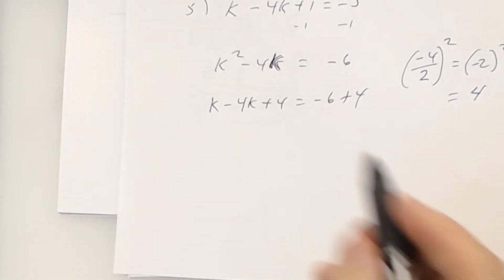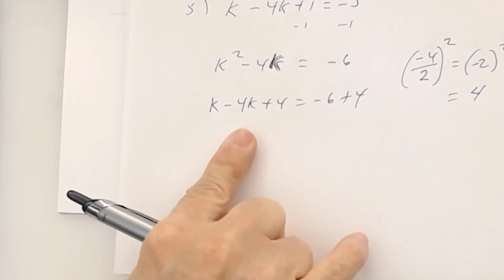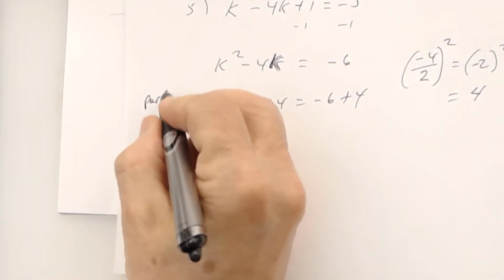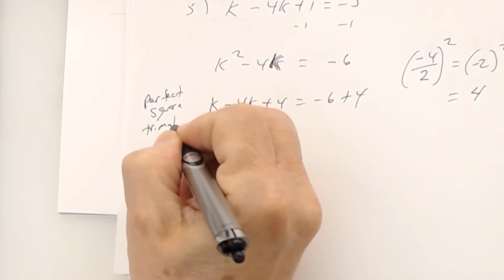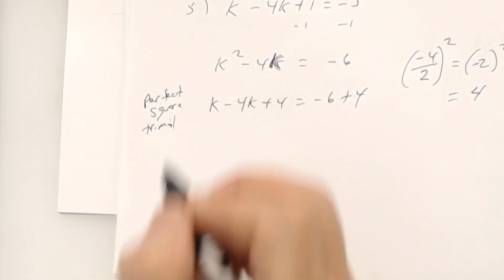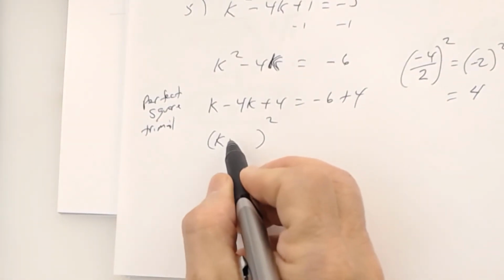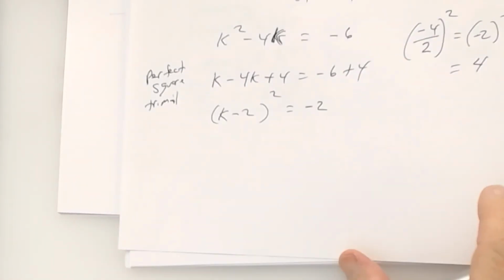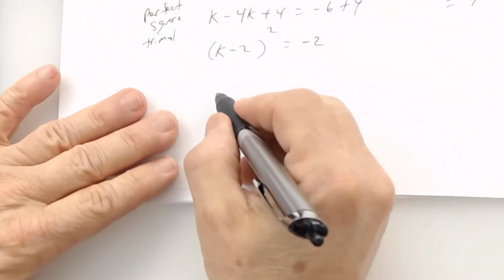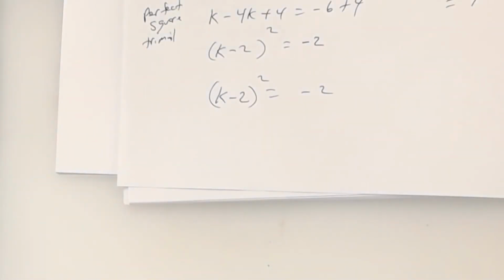So this should now be what kind of trinomial? We call that a perfect square trinomial. So all these are perfect square trinomials because you can write them as a binomial squared. And what is that binomial? k minus 2 equals negative 2. All right, so that's where I'm at. So I get k minus 2 squared equals negative 2. All I did was rewrite it. Okay, now what's the next step?